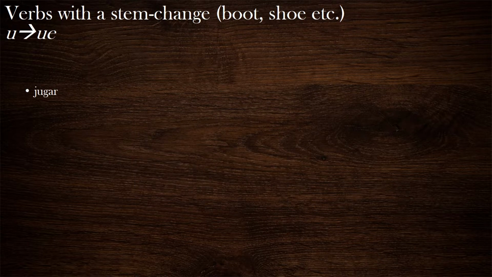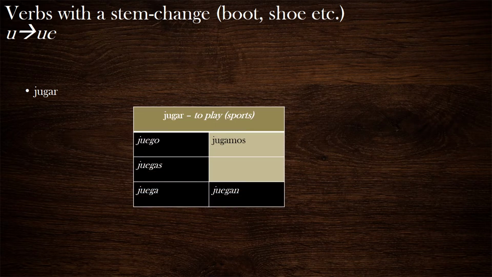And we got this one odd one out that changes from a U to a UE. I think it's the only one in the language. If you can find another one, plus one. Jugar: juego, juegas, juega, jugamos, juegan.